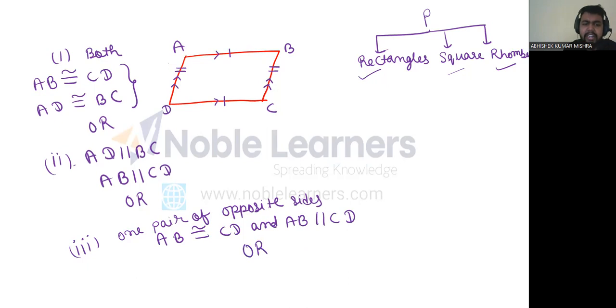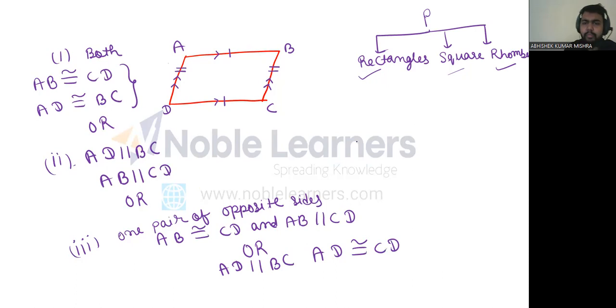Or the same thing, any one pair of opposite sides must be congruent as well as parallel. So this can be done if AD would be parallel to BC and at the same time AD would be congruent to BC, then that would be a parallelogram. So these are three conditions, three cases for being a parallelogram.